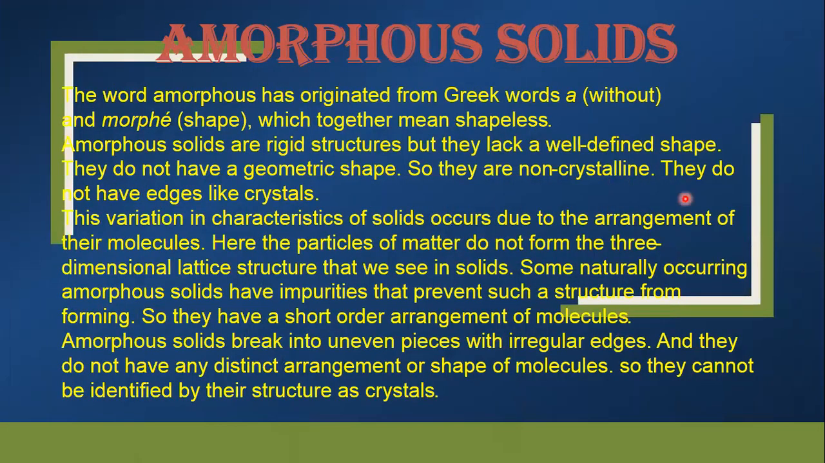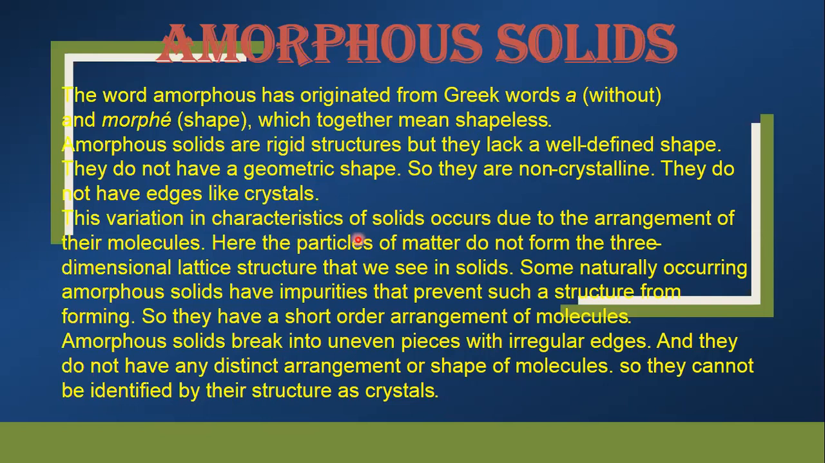The next are amorphous solids. The word amorphous has originated from Greek words a, that means without, and morph, that means shape. Together, it means shapeless. It means it has no definite shape. Amorphous solids are rigid structures, but they lack a well-defined shape. They don't have a geometrical shape and they are non-crystalline. They don't have sharp edges.